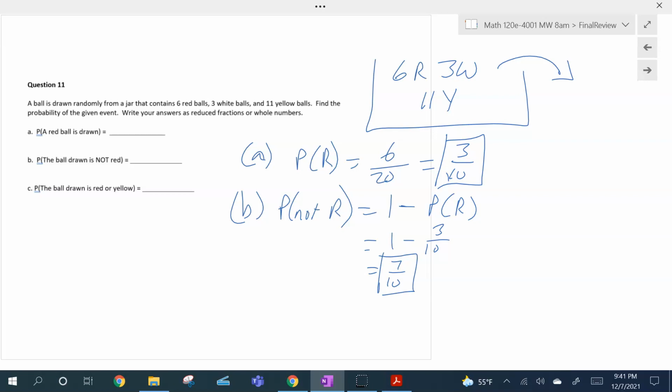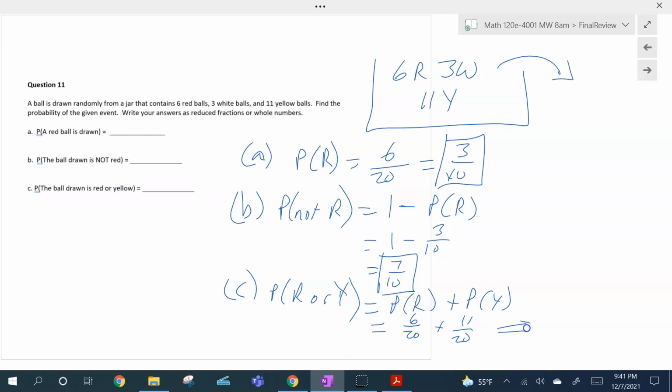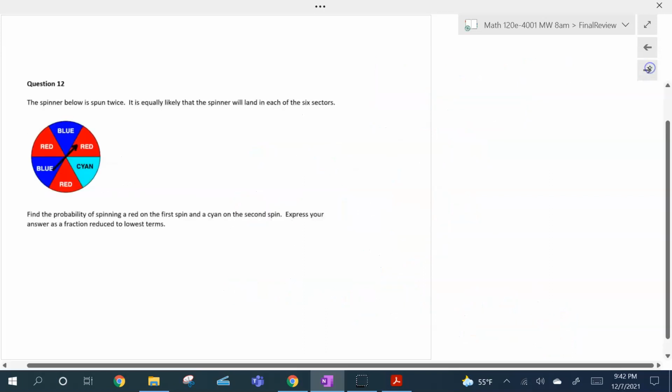Part C, what's the probability that you draw a red or a yellow? Well, the probability of drawing a red is 6 out of 20. The probability to draw a yellow is 11 out of 20. So we get 17 out of 20 is that probability there.